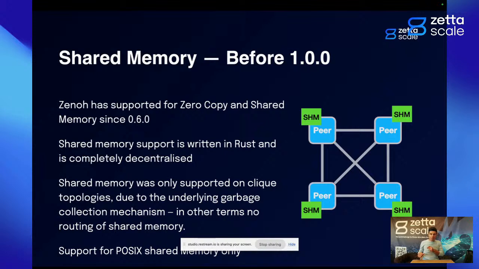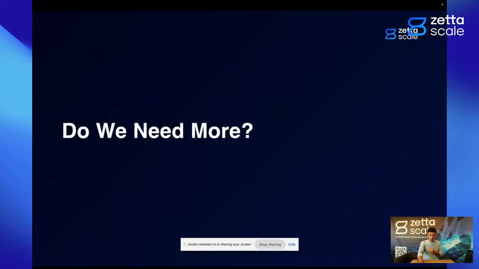Something else came from people who found out that Zenoh had native support for shared memory and started using it. They said, well, great, you have support for POSIX shared memory, but what if I have some hardware and I want to allocate memory out of this hardware? How can I do that? And actually, we couldn't in the pre-1.0 shared memory implementation.